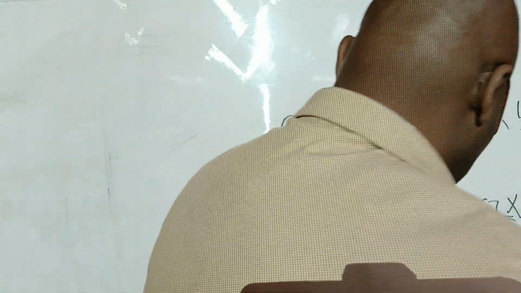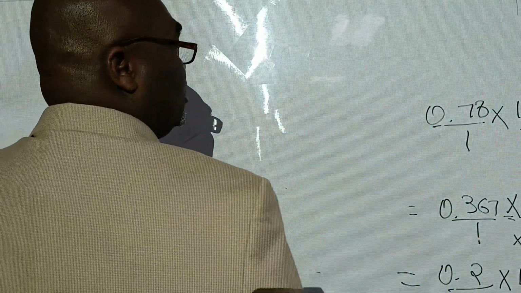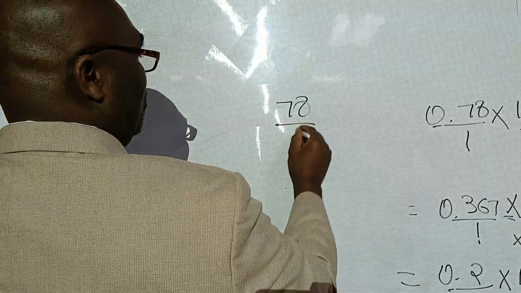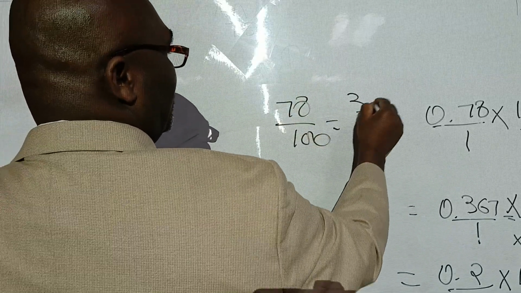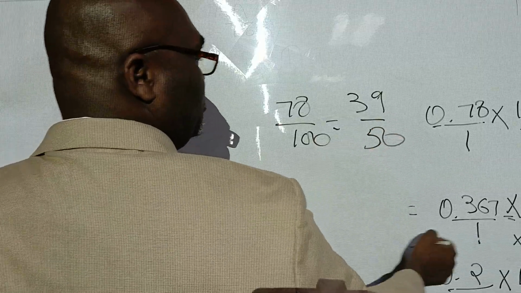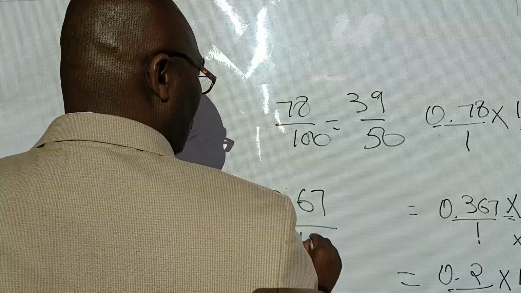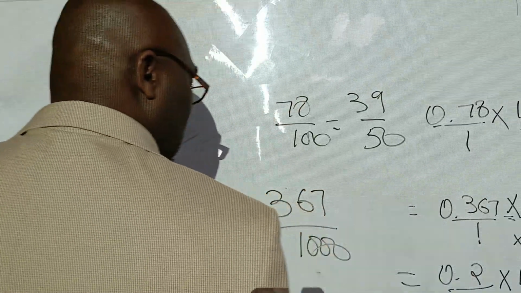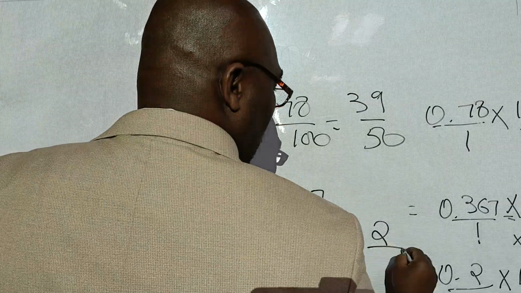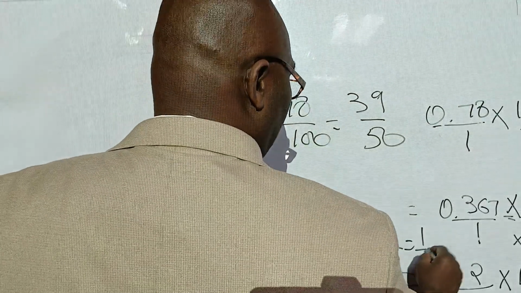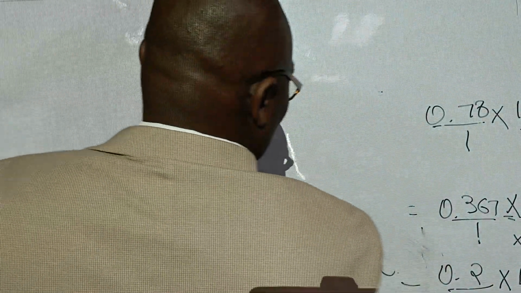All right. So let's move that back here. That one will become 78 over 100. Once you simplify that one, it becomes 39 over 50. This right here will become 367 over 1,000. This will become 2 over 10. And once you simplify that, you got 1 over 5. All right? That's where we will stop.